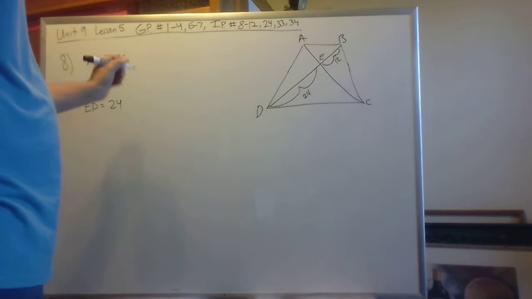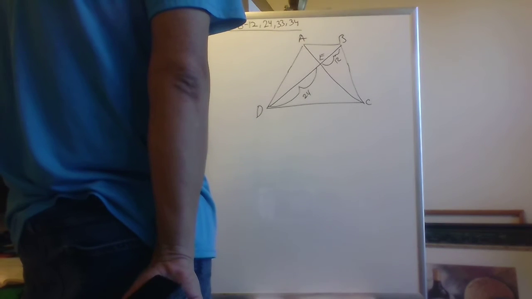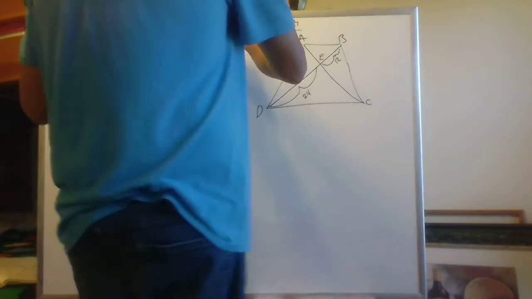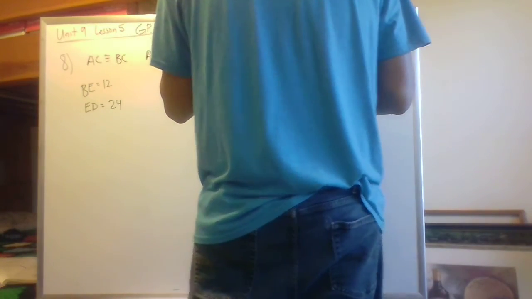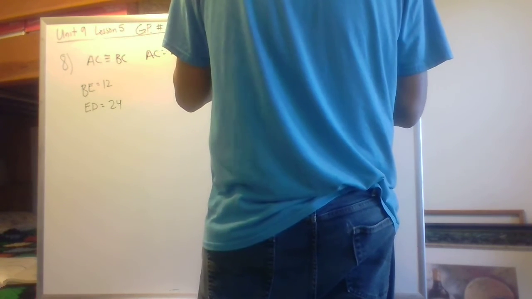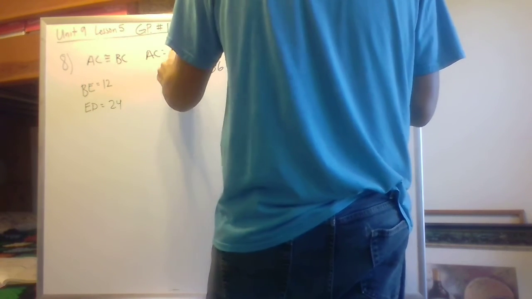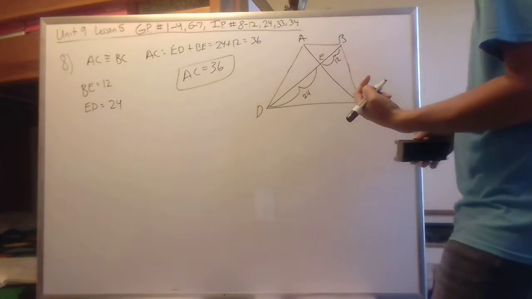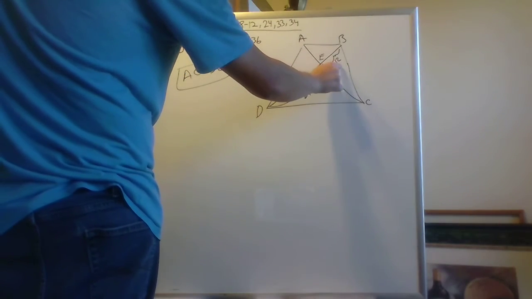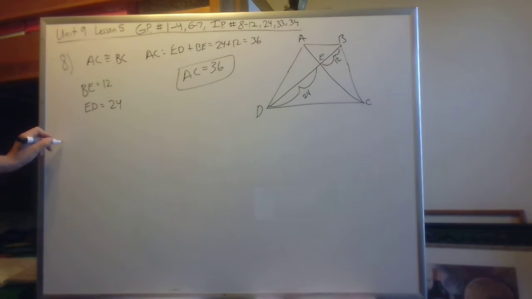So what we're going to do is just add ED plus BE. That's 24 plus 12, which is 36. So we know that AC, or the diagonal lengths, are 36. That is fairly simple. All you're going to do to find AC is add up BE and ED since the diagonals in the trapezoid are congruent.